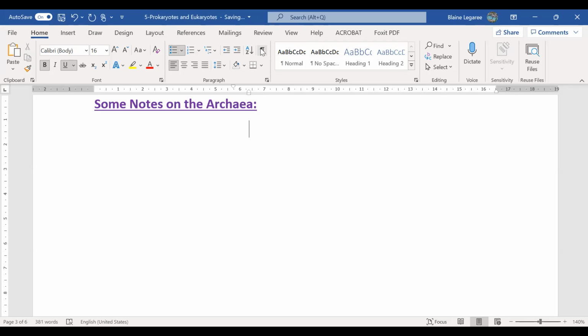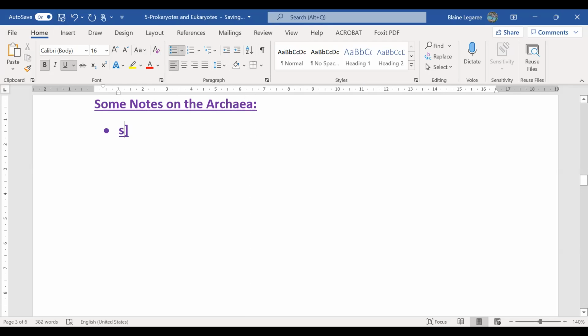So hold on, did I get back to the Word document? Yes, I did. Okay, so back to the Word document. Some notes on the Archaea. What is going on here with my, there we go, okay. Some notes on the Archaea. Don't know why this is centering. Let me just slide this back over there.